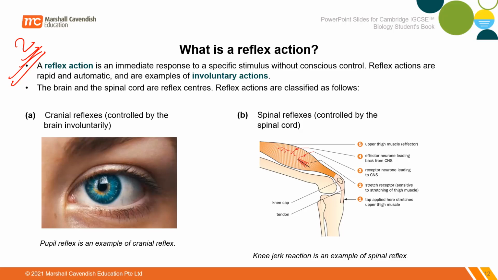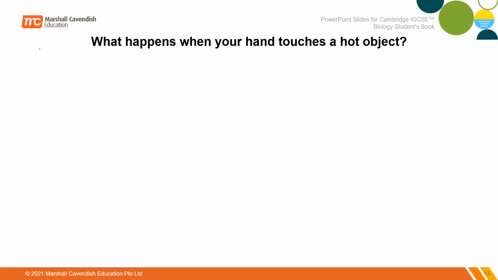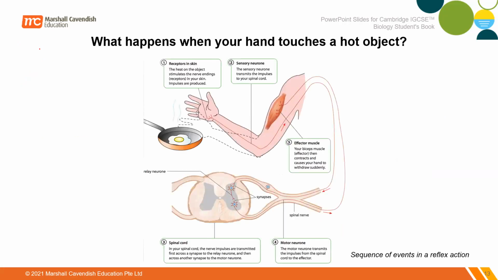In front of us are two examples: the cranial reflexes, such as the pupil reflex, and the spinal reflexes controlled by the spinal cord. The cranial reflexes, or the pupil reflexes, by being constricted or dilated, are controlled by the brain, and this is an involuntary action. You cannot keep your pupil dilated if you have a bright area, because this is to protect the internal part of the retina in the body. What happens when your hand touches a hot object? I think if this question came in the exam, it will be a gifted question out of 5 marks, because you will apply what we mentioned in the previous slide.